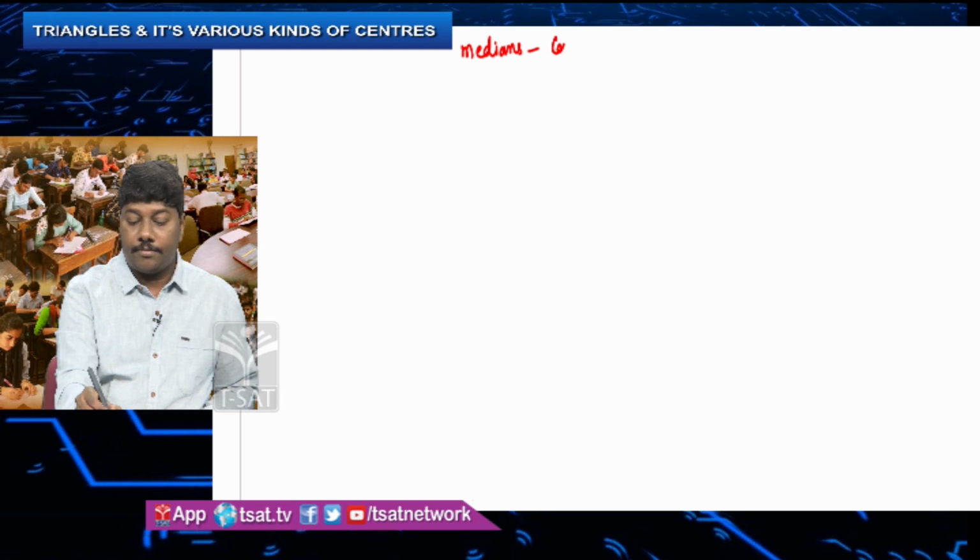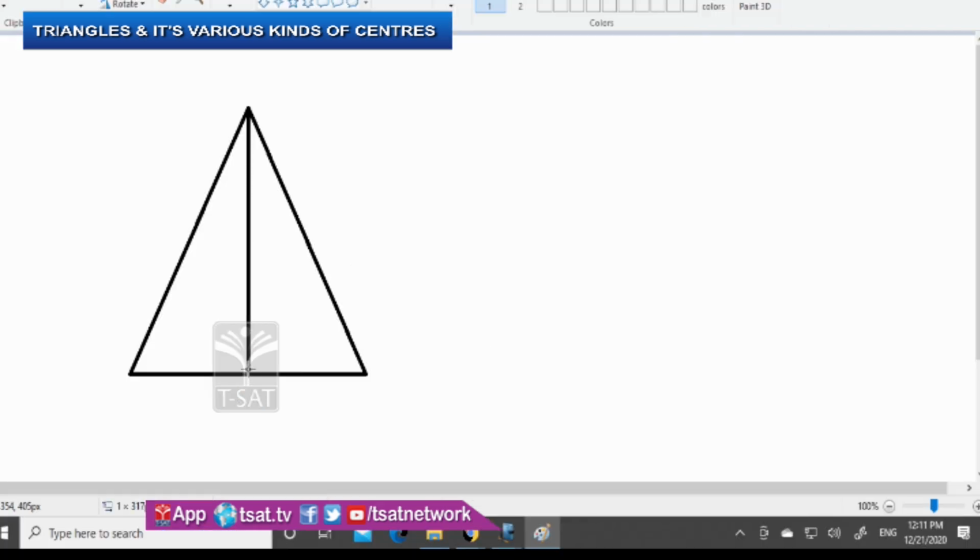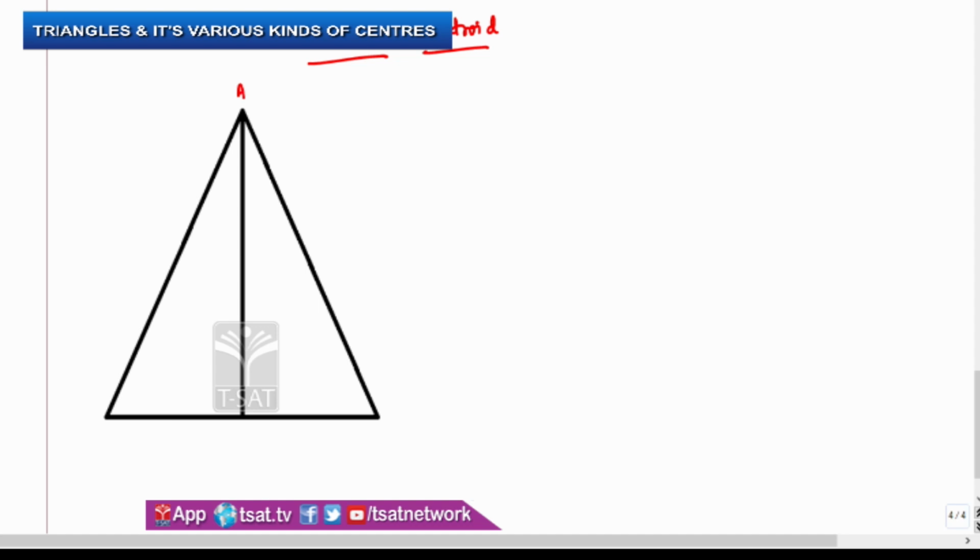Medians, centroid. Take a triangle, draw the median. A, B, C. D is a median. D is the midpoint of BC. Now here AD is a median of this triangle. AD, as we know, divides the triangle into two equal areas as well as BC into two equal parts.